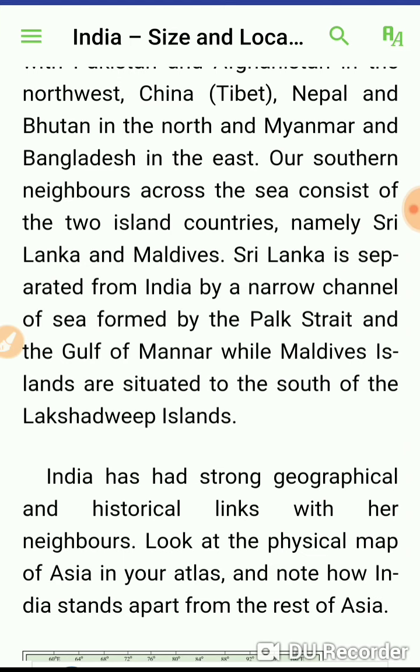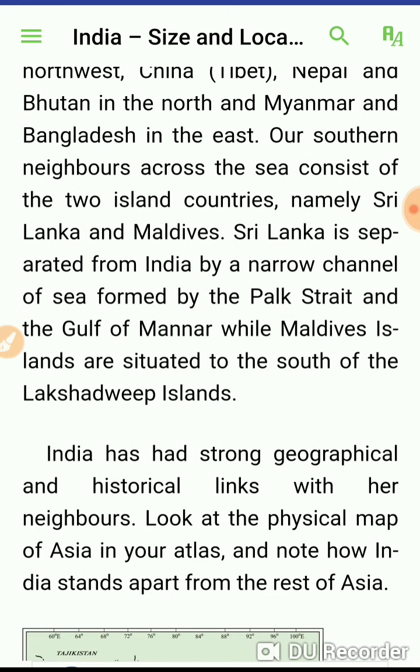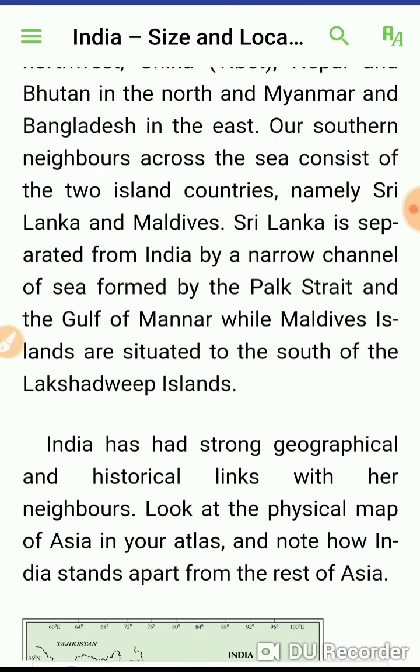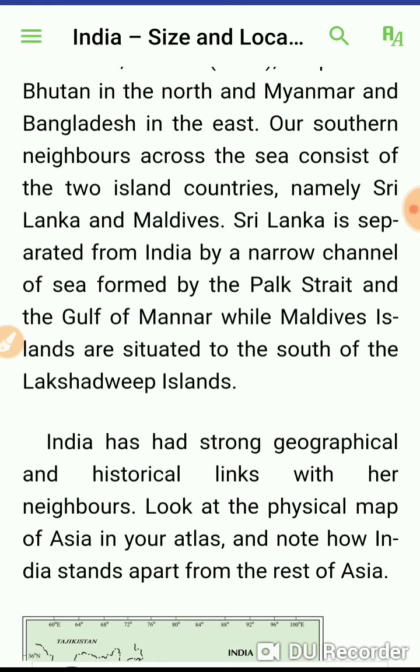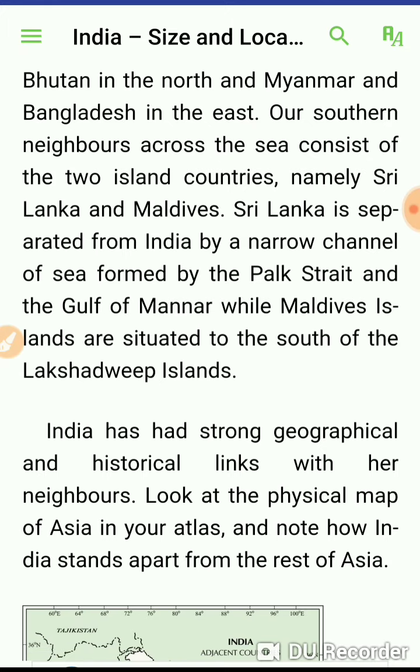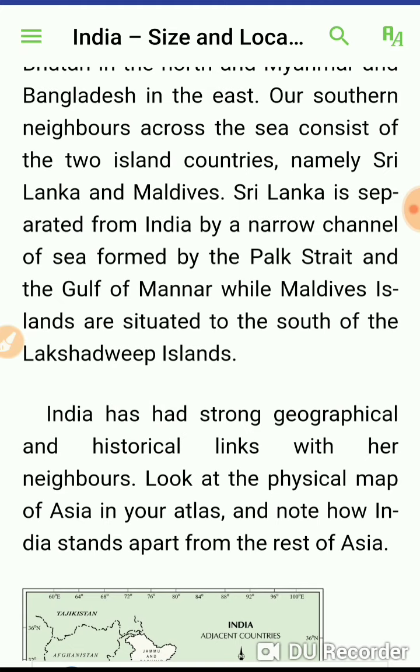Our southern neighborhood across the sea consists of two island countries, namely Sri Lanka and Maldives. As you all know, Sri Lanka and Maldives are our island country neighbors. Sri Lanka is separated from India by a narrow channel of the sea formed by the Palk Strait and the Gulf of Mannar. That is a very important thing that you have to learn.